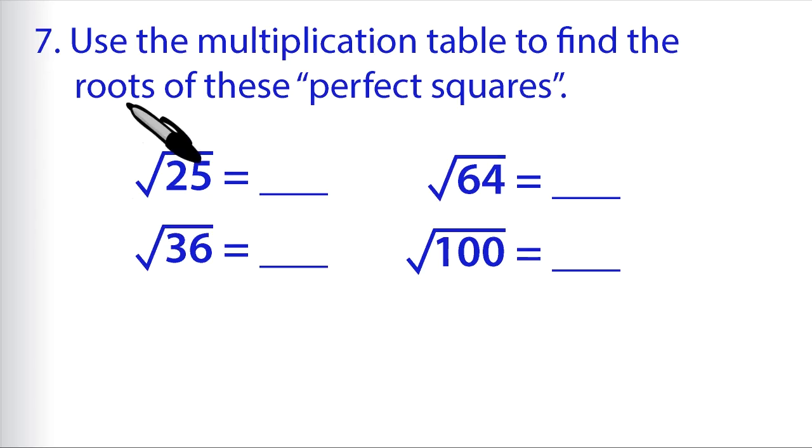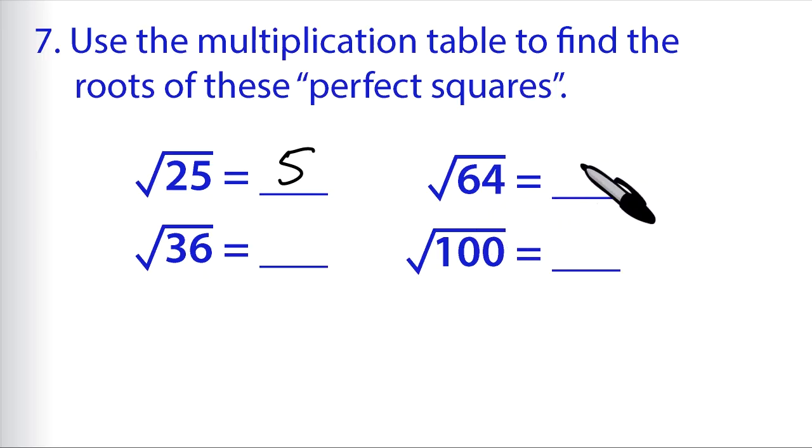For problem 7, we have use the multiplication table to find the roots of these perfect squares. So all of these square roots that we're going to be asked to find are answers on the multiplication table, so you should have them memorized. First, we need to figure out the square root of 25. So if you remember from the multiplication table, 5 times 5 equals 25, so the square root of 25 is 5. Now we need to figure out the square root of 64.